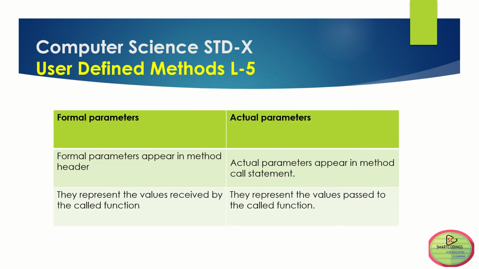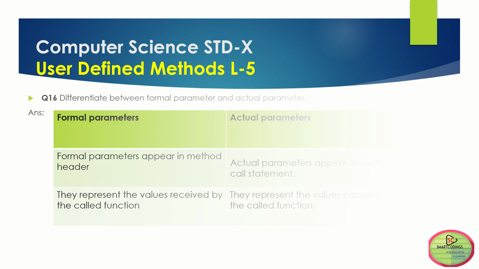Next question is formal parameters and actual parameters differences. Formal parameters appear in the method header. Actual parameters appear in the method call statement. Formal parameters represent the values received by the called function. Actual parameters represent the values passed to the called function. So this is the difference. In the method header, the formal parameters receive the values. These are the values that are passed to the called function.